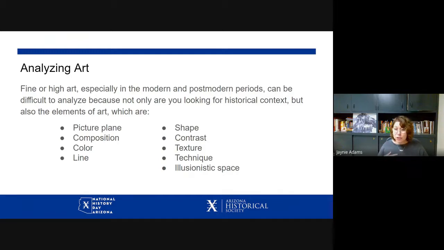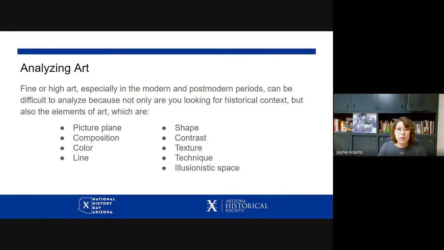contrast, texture, technique. So is it a hyper realistic painting? Is it something more expressive? And then you have illusionistic space. So are you being drawn into the painting? Is the painting pushing you out? Is there some kind of foreshortening that creates an optical illusion? So if you're interested in analyzing art in particular, I would really do some research on the elements of art. And if you're really struggling with the elements of art, reach out, send us an email. We'll help you get some ideas for how to do art historical analysis.